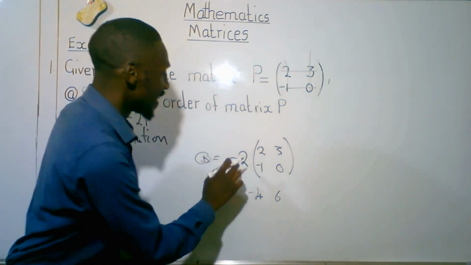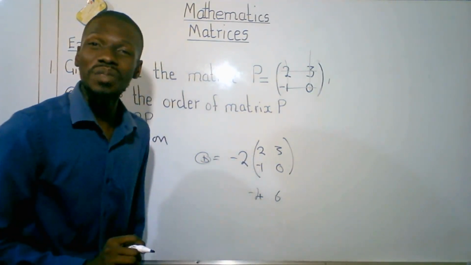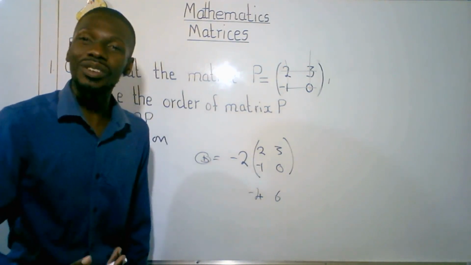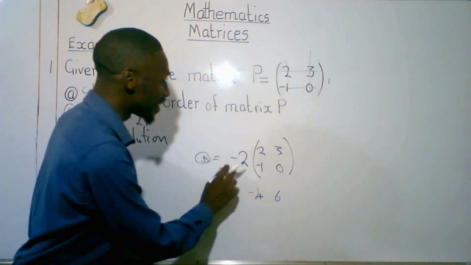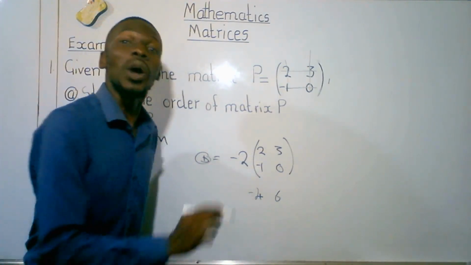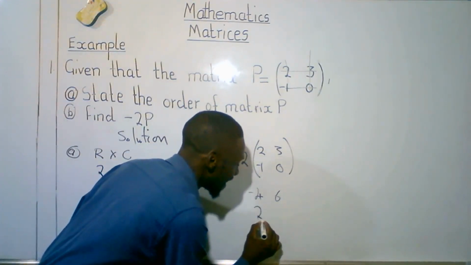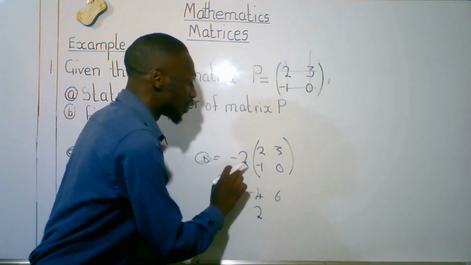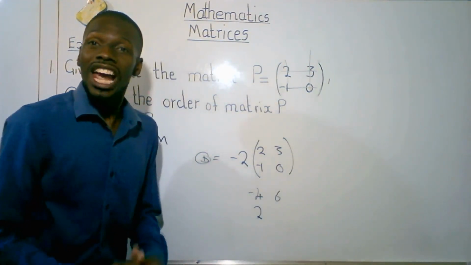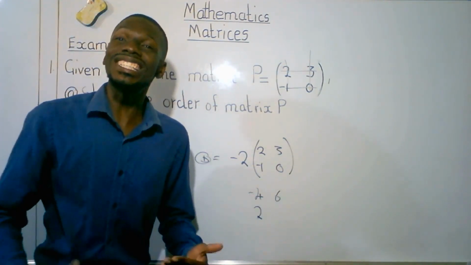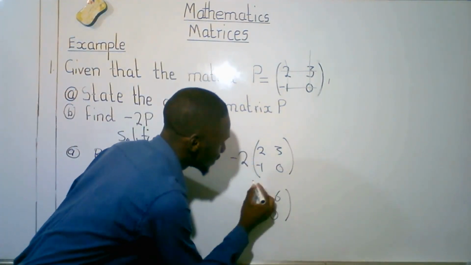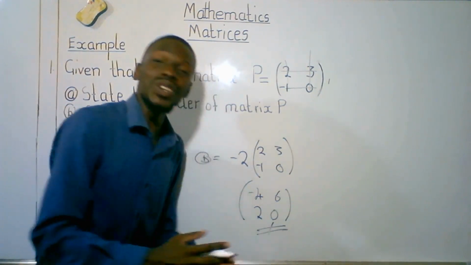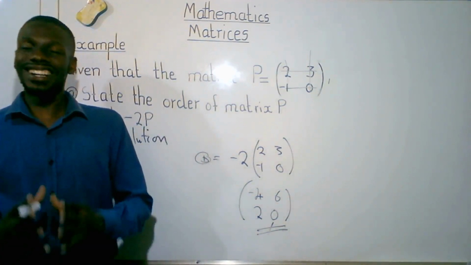Very good. Negative multiplied by a negative number always gives us a positive. And any number multiplied by 1 is that number itself, isn't it? So negative 2 multiplied by negative 1, we're going to get a 2. Negative 2 multiplied by 0: any number multiplied by 0 is 0. This is our final and correct answer.